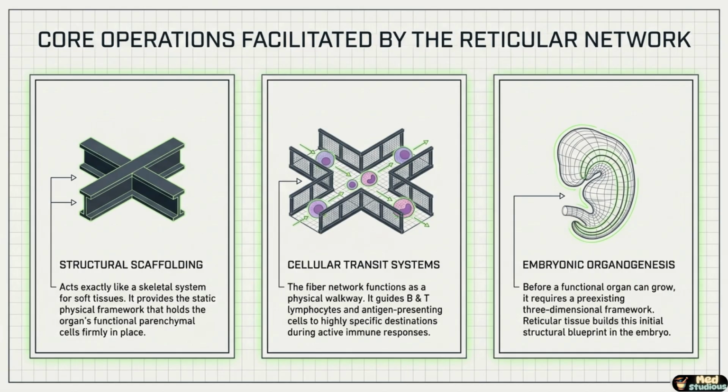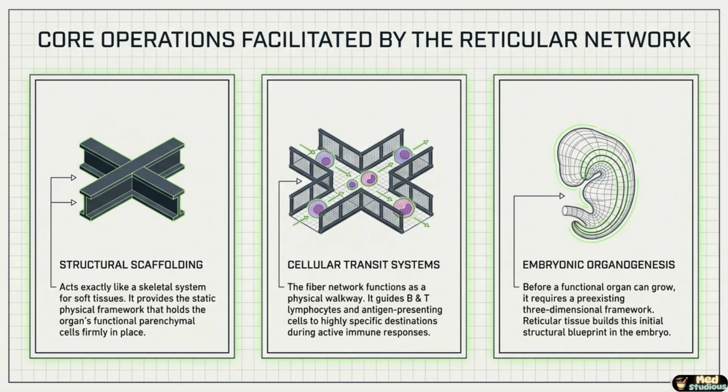Operation 2 is establishing cellular transit systems. The reticular fiber network isn't just a wall, it functions as a physical walkway or highway. During an active immune response, it physically guides B and T lymphocytes, as well as antigen-presenting cells, to highly specific destinations within a lymph node.